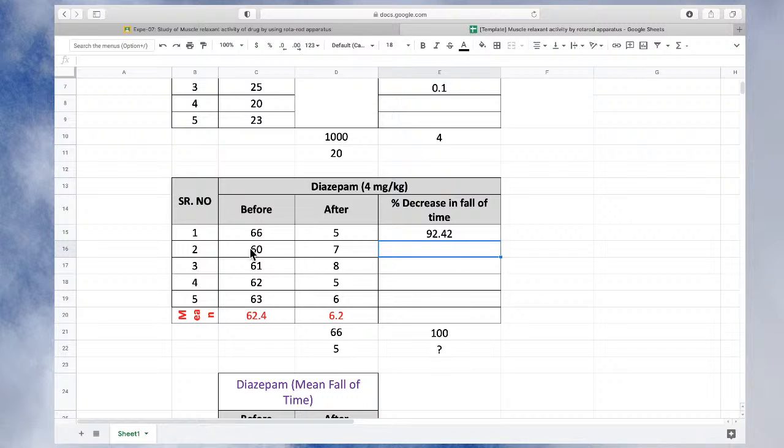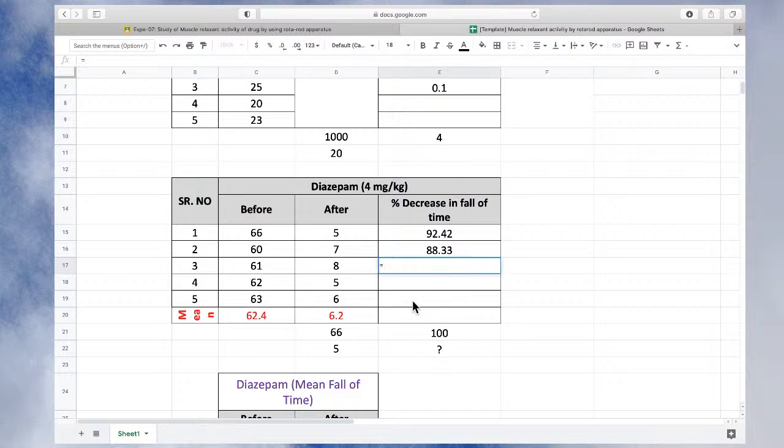Likewise, you can calculate for this reading: 100 subtracted by the after treatment reading, how much is it? 7 multiplied by 100 divided by 60. Now you will get a reading of 88.33. This indicates the percentage decrease in fall off time. You can calculate for all the remaining animals.